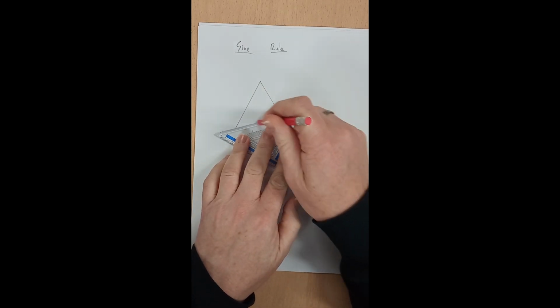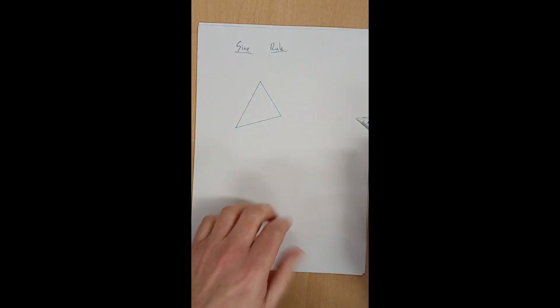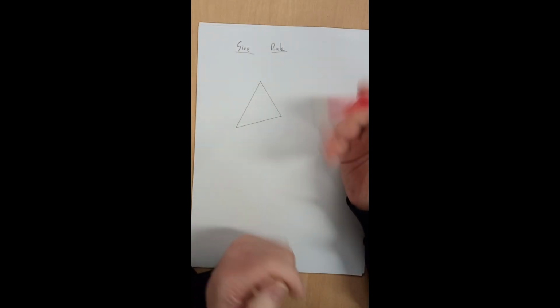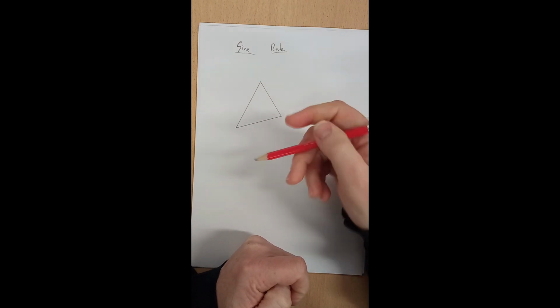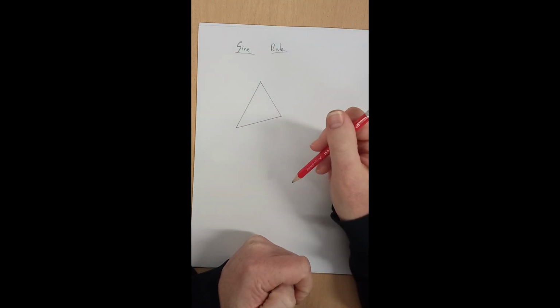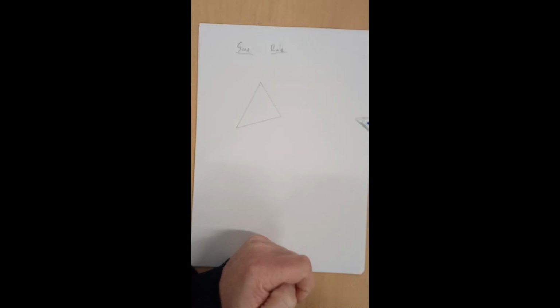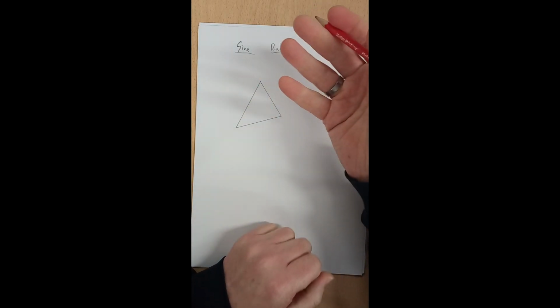If you have a triangle that's not a right angle triangle, that means a triangle you can't use Pythagoras on, or sine, cos and tan, which we used from the previous videos on. This is where the sine rule comes in. And it's a very simple rule.